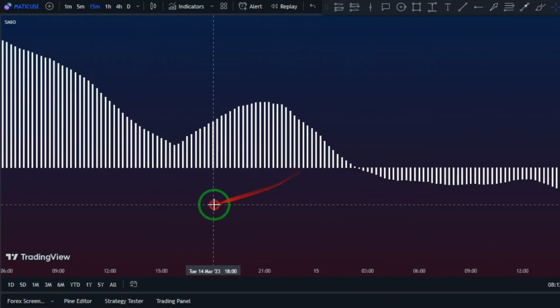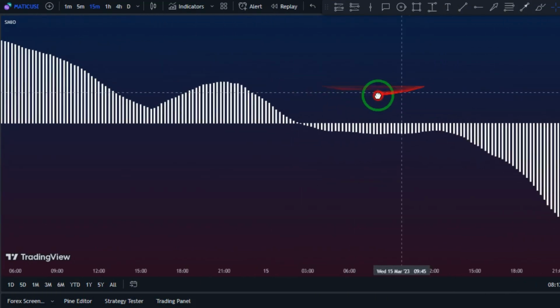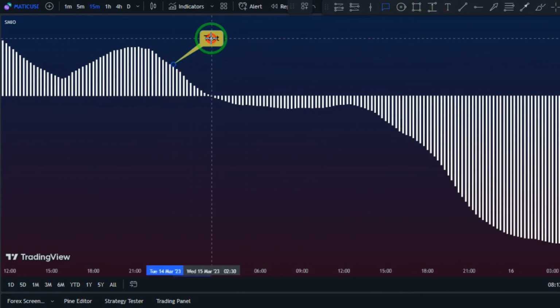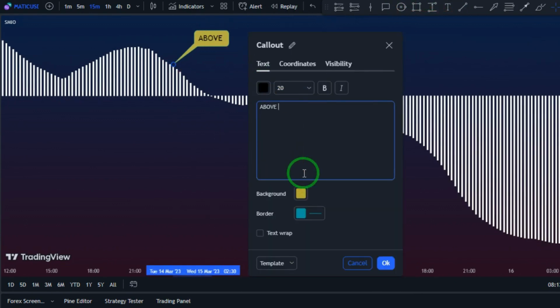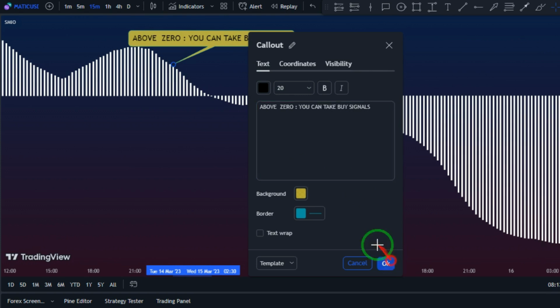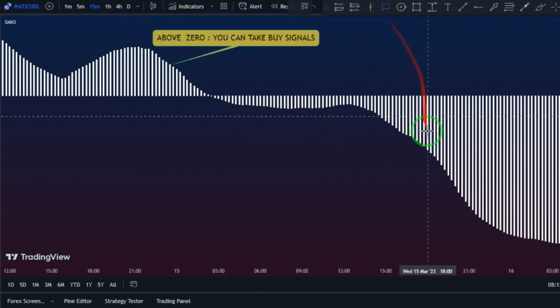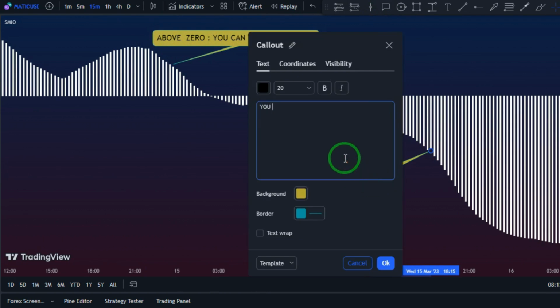This oscillator can really help us identify the false signals. The main rule we gotta follow when using this oscillator is that when the SMIO oscillator is above 0, we only wanna look for buy signals to take. And likewise, when the SMIO oscillator is below 0, we only wanna look for sell signals to take.